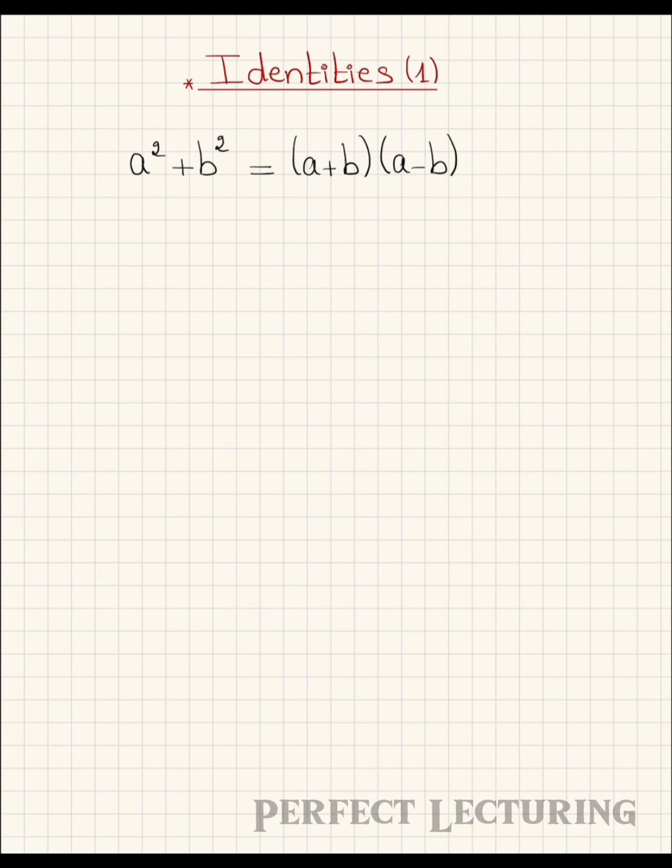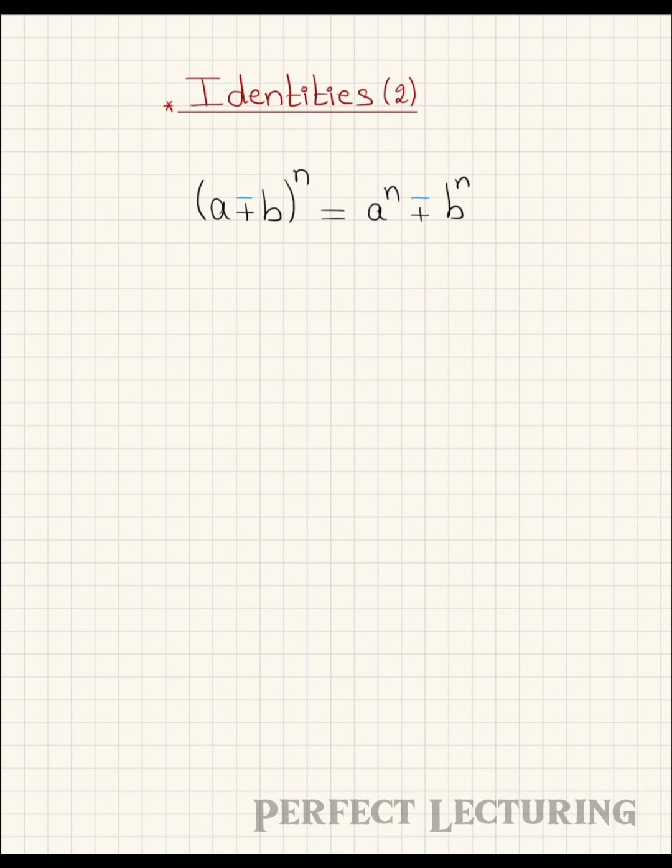Let's move on to identities. This is not good. Why? Because we only have a difference of two squares and not a sum of two squares. The other mistake about identities is the following. I cannot distribute the n here.